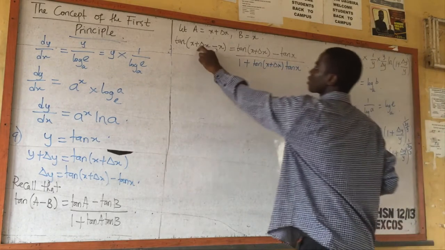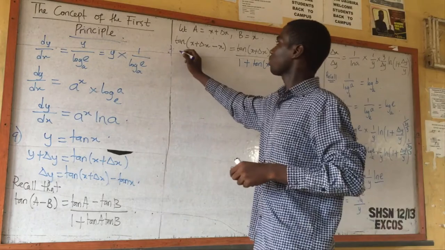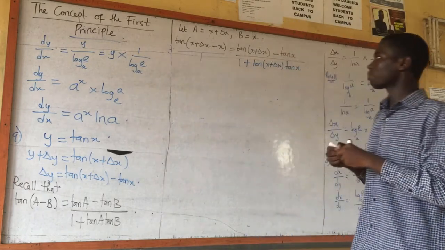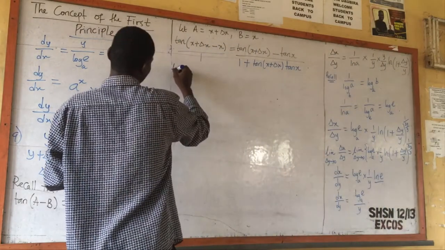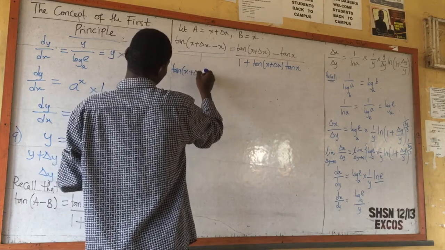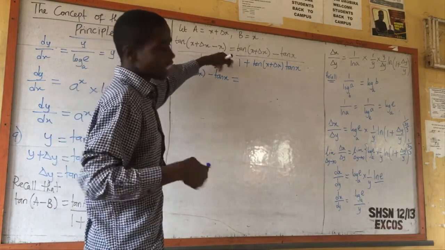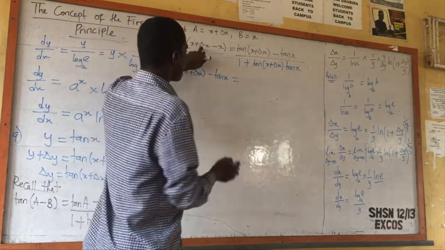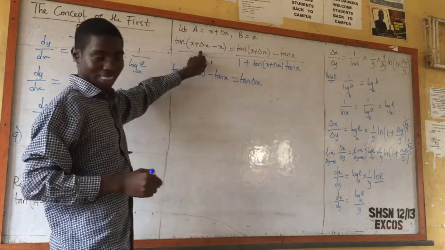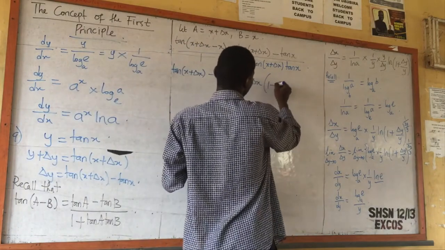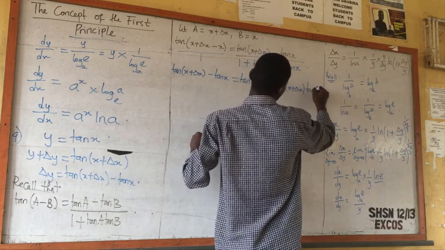S minus s will give me 0, so that I will be left with tan delta s. But at the same time, I will cross multiply. 1 multiplied by this, I have tan of s plus delta s minus tan s, equal to s minus s, which gives me 0, so I will be left with tan delta s. Tan delta s multiplied by all this, multiplied by 1 plus tan of s plus delta s times tan s.